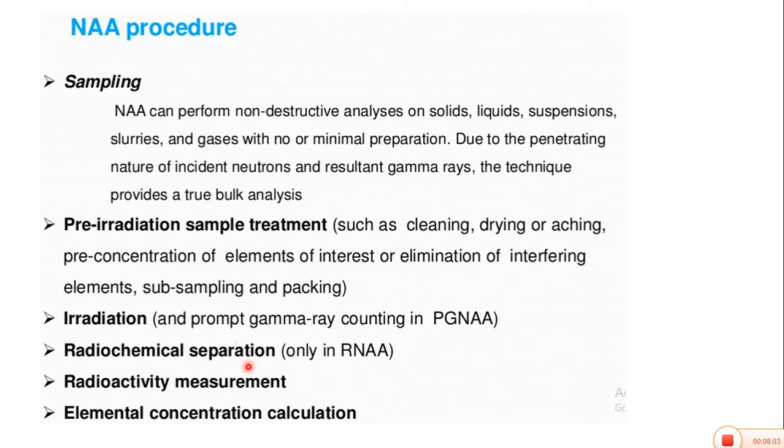Then radiochemical separation. There are two ways to analyze: either through radiochemical separation, if you want to concentrate your required isotope, or, if you just want to analyze what type of elements are there and how much quantity, then a simple instrumental measurement is sufficient. After that, elemental concentration calculation is performed with the help of required data and obtained data.